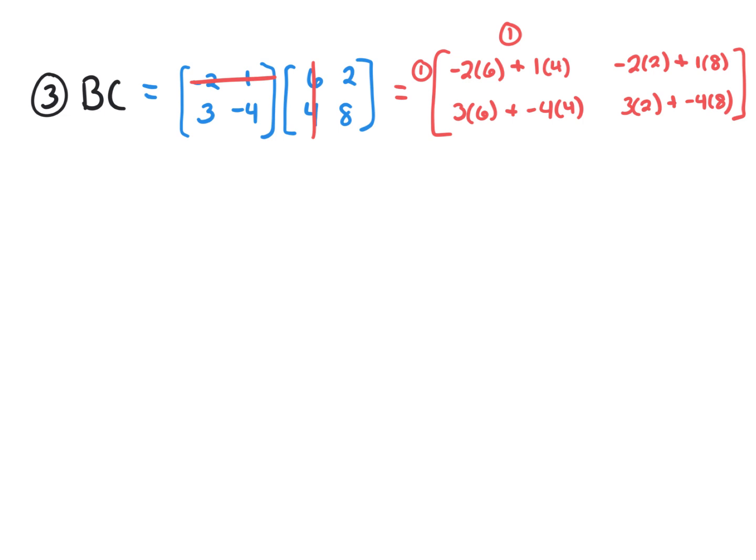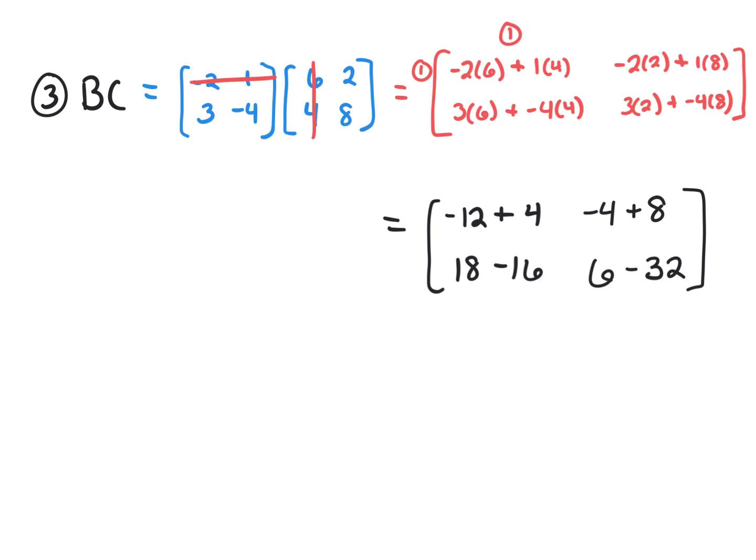Now we've got to multiply through. For my row 1, column 1, I have negative 2 times 6. Negative 12 plus 1 times 4. 4. This section, 3 times 6. 18, negative 4 times 4. This one, negative 2 times 2. And then 1 times 8 is 8. 3 times 2. 6, negative 4 times 8. Negative 32. Last step we've got to do is add and subtract them together.